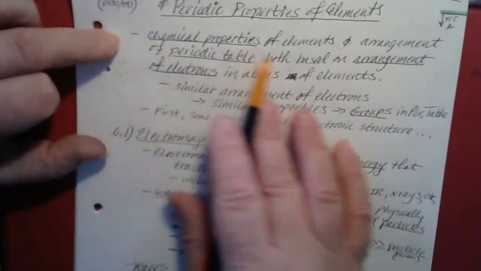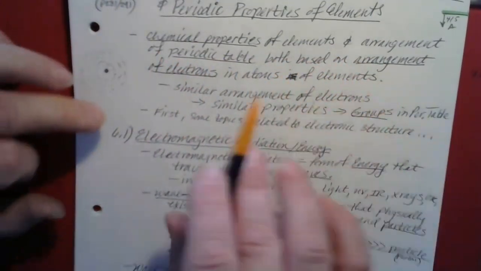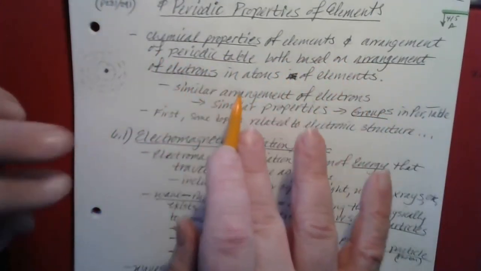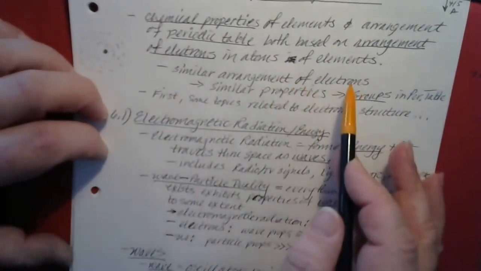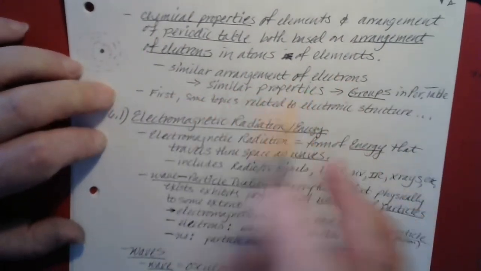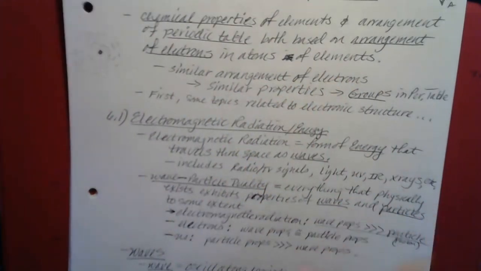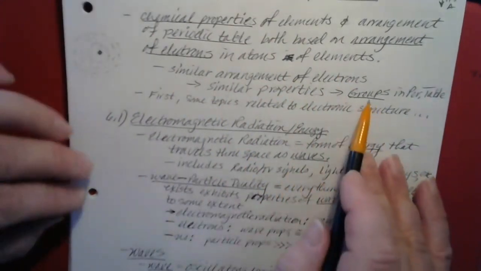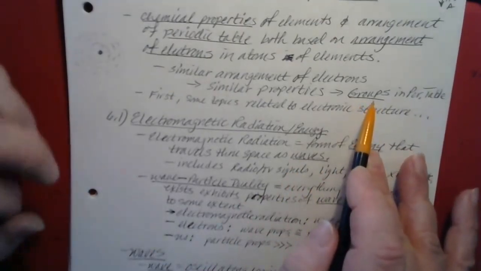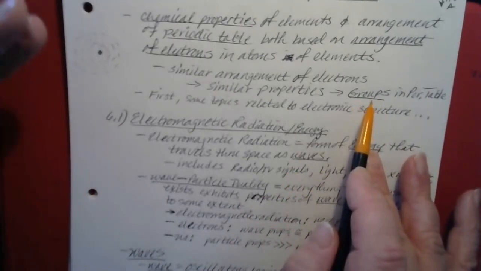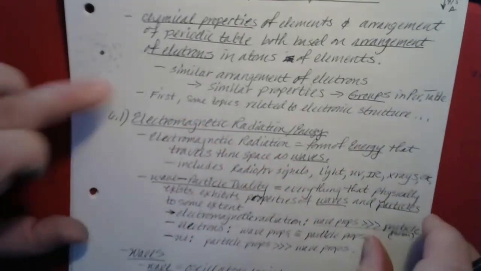And that's what I'm saying here. Chemical properties of the elements and the arrangement of the periodic table are both based on the arrangement of electrons within the atoms of the elements. So similar arrangement of electrons will mean similar properties, even for different elements. If they have similar arrangements of electrons, their properties won't be the same, but they'll be similar. And this leads them to be grouped together in the columns in the periodic table, at least for the main groups or the A groups. That's true. But first, some background information.